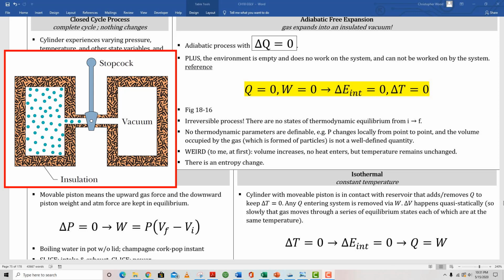So it's kind of non-intuitive. The pressure's changing, the volume's changing, but the temperature remains constant. If there's no change in internal energy, there can be no change in temperature. We'll visit that in depth in the next chapter. But that's it. Adiabatic free expansion means work equals 0, Q equals 0, change in internal energy equals 0, change in temperature equals 0, but there is a change in pressure and volume.